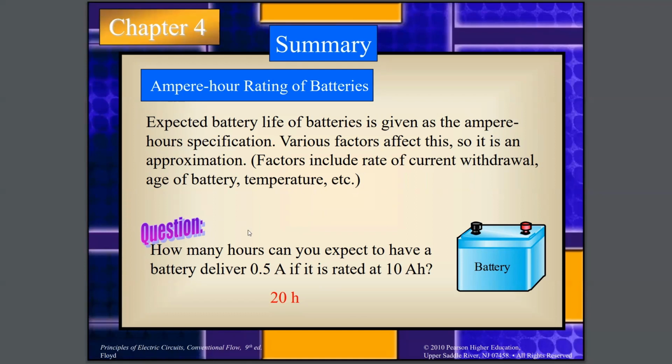So here's a question. How many hours can you expect to have a battery deliver 0.5 amperes? If it is rated for 10 ampere hours, and we divide this ampere hours by 0.5, we are going to have 20 hours, right? So again, when you look for a rating of batteries, if you buy a battery to put in a circuit, say in your phone, the rating for the battery is in ampere hours, and that tells you how much current can be drawn. So you can use that to calculate how long your battery is going to last based on the amount of current you are drawing from it.